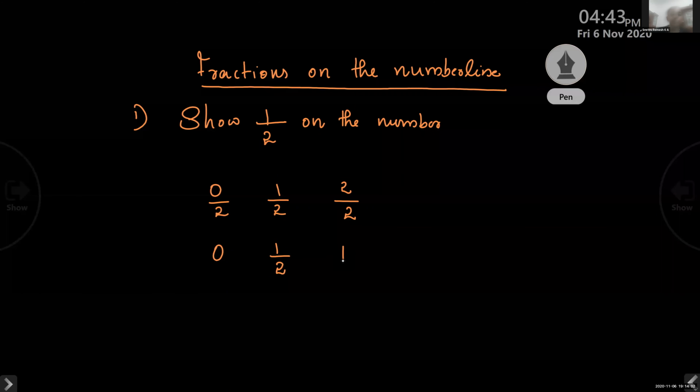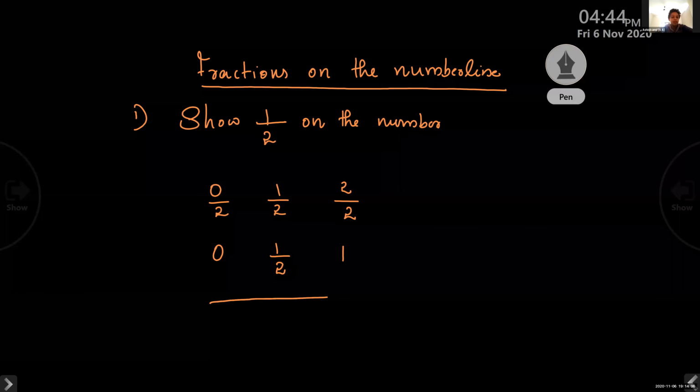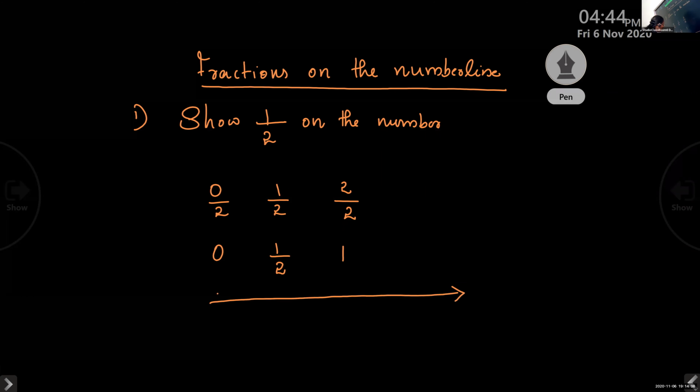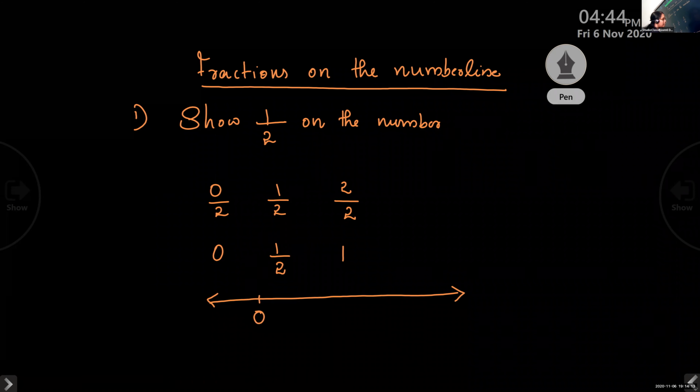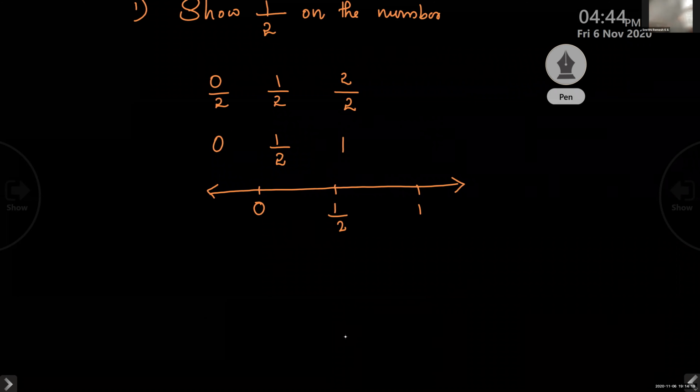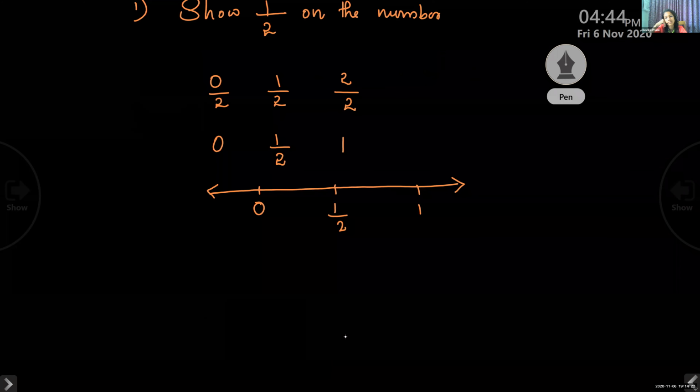Between 0 and 1. So you draw a number line. 0 you mark, 1 you mark, and in between, 1 by 2. Enough. Only this. So how will you do it?